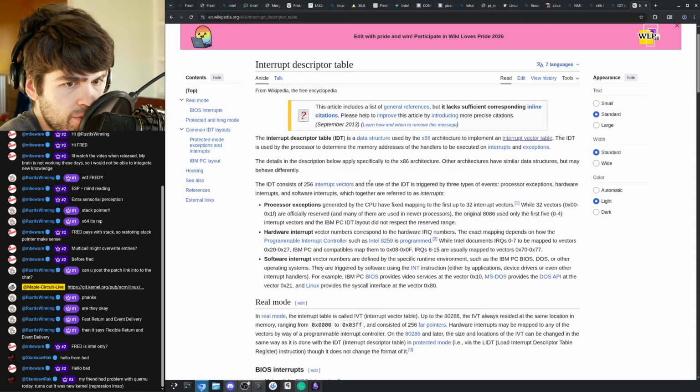My friend had a problem with QEMU today. Turns out it was a new kernel regression. Well, they're making a lot of change.